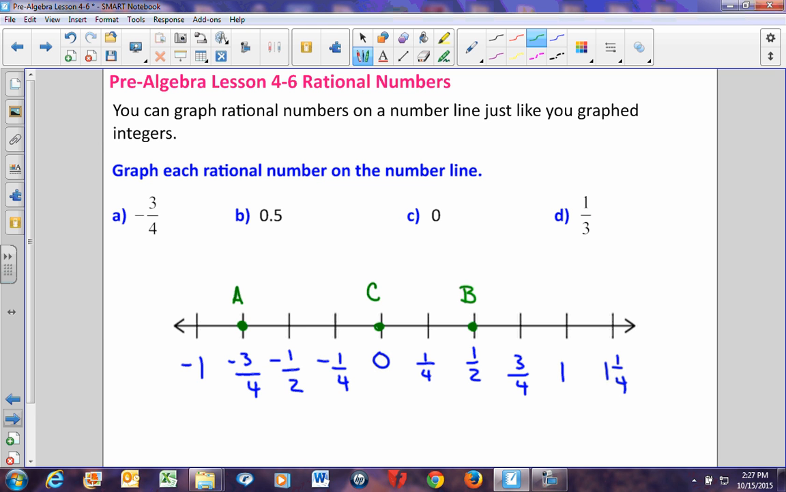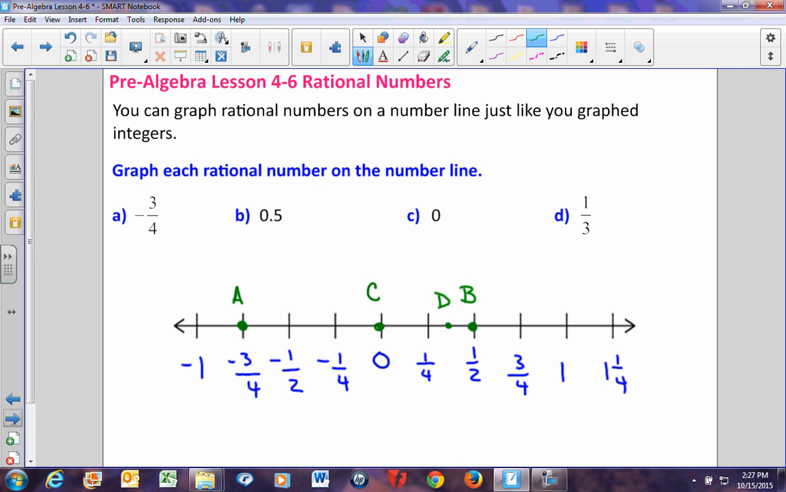So we got point C. And D is 1/3. Well, 1/3, if you remember, 1/3 is a little bit over 1/4, but not quite the 1/2. So it would be between 1/4 and 1/2. So I'd put 1/3 there, and I'd put D above there. And I've now graphed all my points.